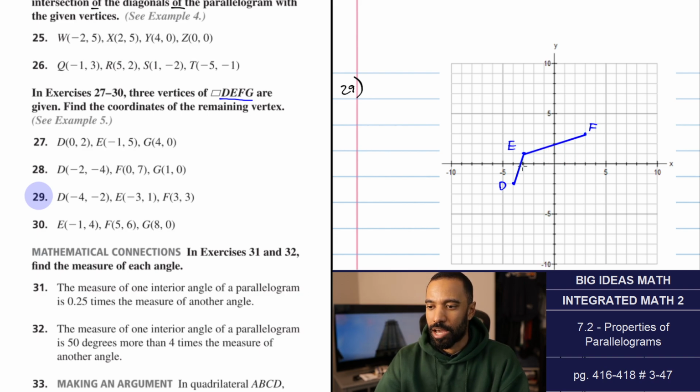From E to D is down 1, 2, 3, left 1. And from F to G is going to be down 1, 2, 3, left 1. It's going to be right there. So we're going to find G right here. It's at 2, 0.